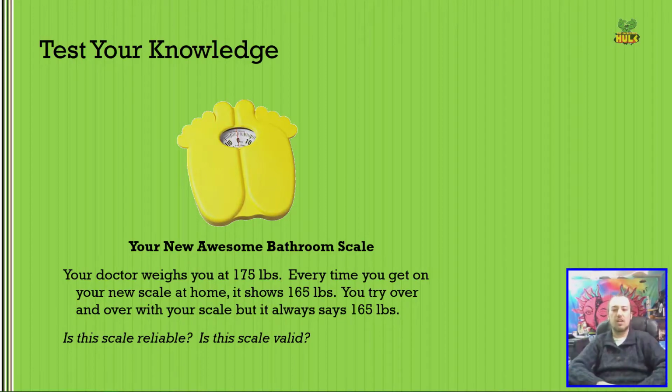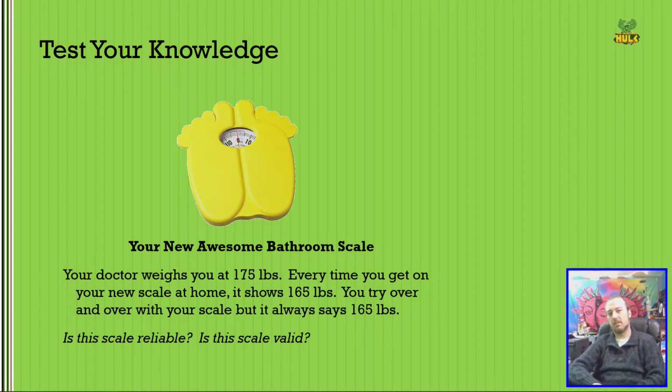Every time you get on your new scale at home, though, it shows you 165 pounds. The doctor told you it was 175 pounds. You keep getting on and off the scale, and you do it the next day, and the next day, and the next day. It keeps telling you it's 165 pounds. Is this scale, which is pretty awesome, is this scale reliable? And hopefully you said yes, because in this case your scale has measured your weight at 165 pounds every single day. It is consistent over time.